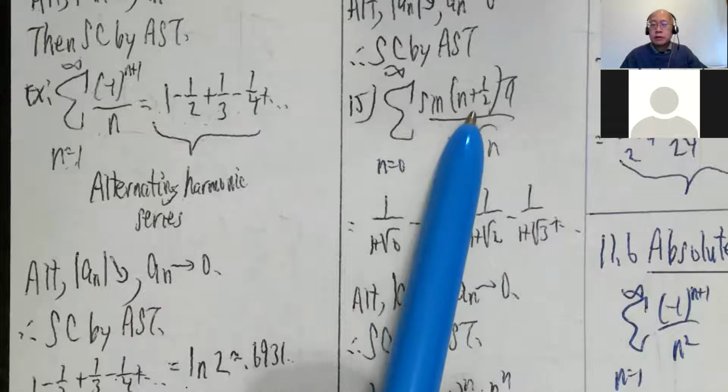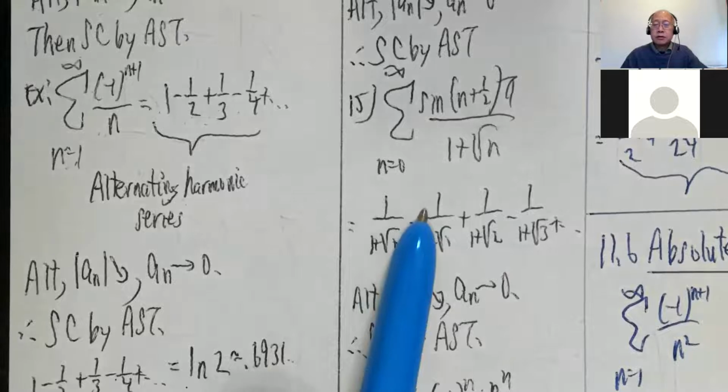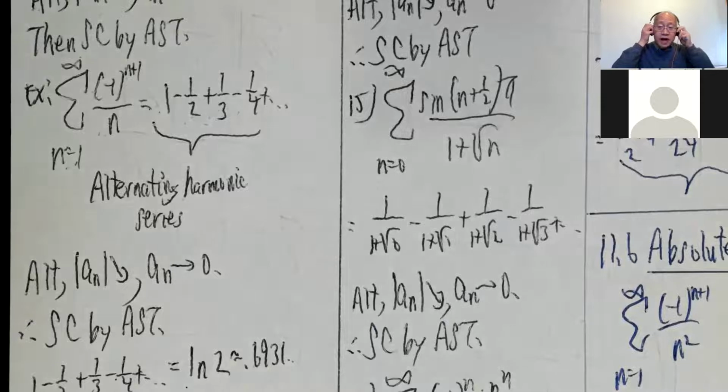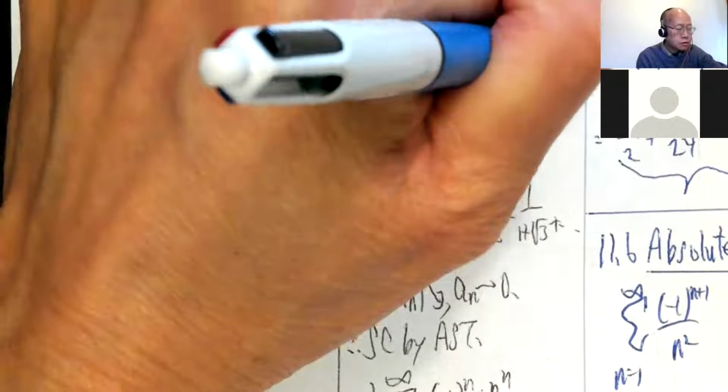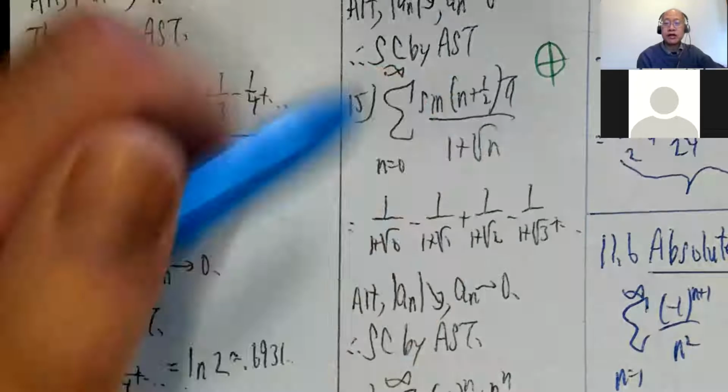Plug in 1. 1.5 pi, that's the same as 3 pi over 2. Sine of 3 pi over 2 is -1. Plug in 2. 2.5, that's the same as 5 halves or 5 pi over 2. Okay, that's coterminal with pi over 2. So I'm back here again. And the sine of 5 pi over 2 is +1 again.